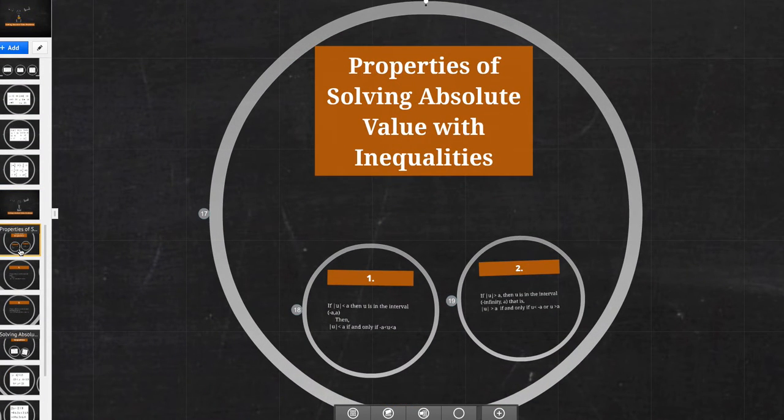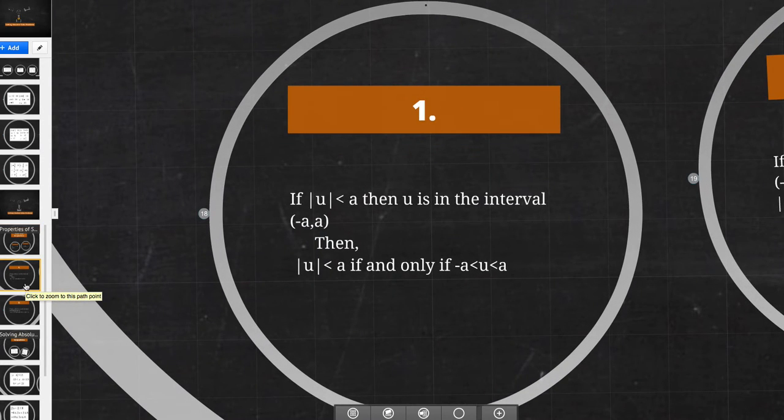Properties of solving absolute value with inequalities. If the absolute value of u is less than a, then u is in the interval negative a to a. That is, the absolute value of u is less than a if and only if negative a is less than u and u is less than a.